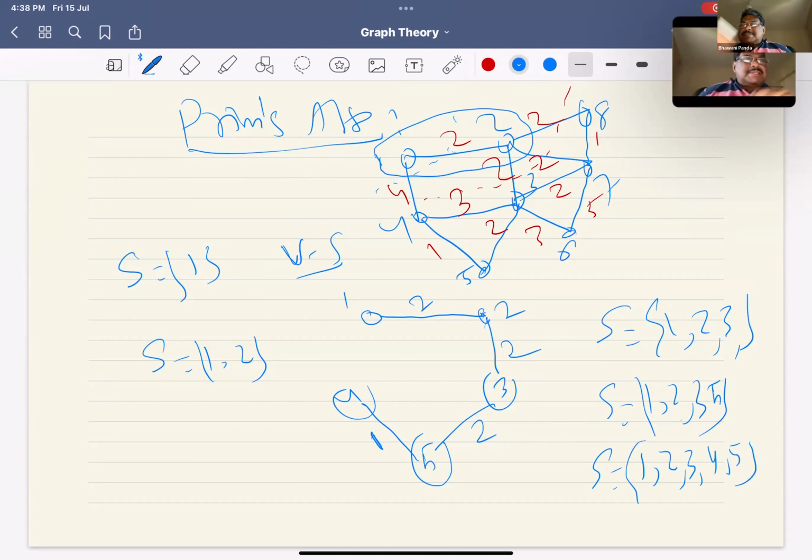So S to V minus S. Now if you see, several edges are there, so I can select 2 to 8. So the cost is 2. And after that, you select 8 to 7, the minimum cost edge. 7, this is 1. And after that, only 6 is in V minus S. So from 3 and 5, out of these 2, the edge 3 to 6 costs 3. Is this clear?